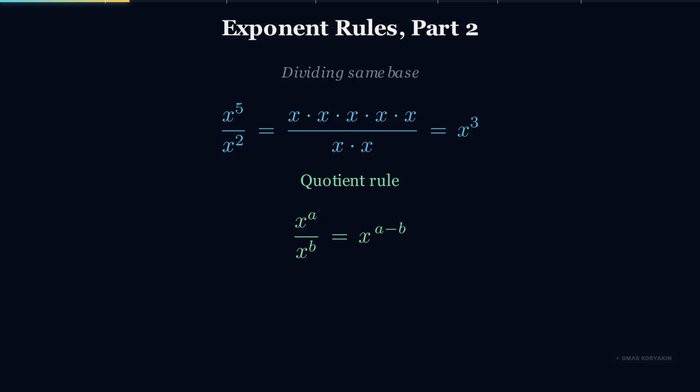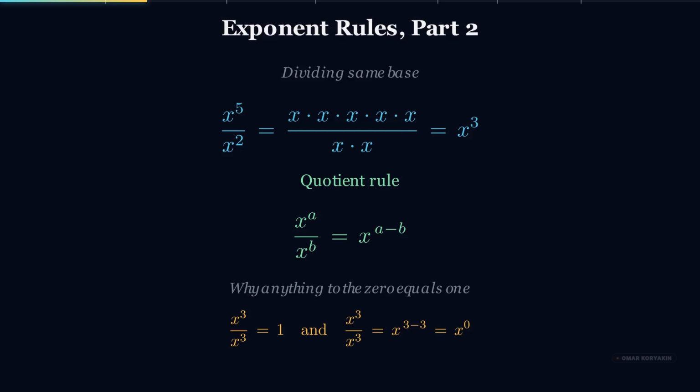Generalizing that example gives the quotient rule. For any base x and any exponents a and b, x to the a power divided by x to the b power equals x to the power of a minus b. The exponent subtracts top minus bottom and the base stays the same. This is the third of the 6 exponent rules, and it works exactly the way the product rule did, only with subtraction in place of addition.